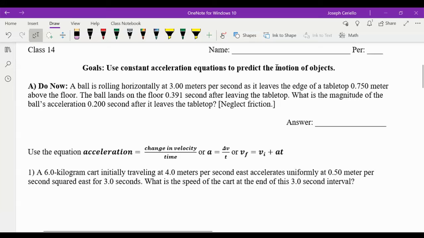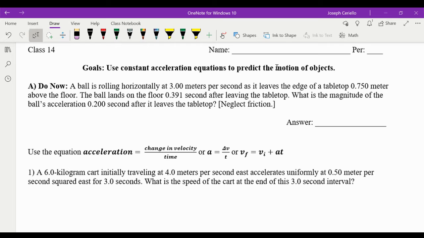Everyone, we're looking at class number 14, and our goal is to use constant acceleration equations to predict the motion of objects. So the do now here is just looking at a question. It looks really complicated. Just take a second to read it. We got a ball rolling along a table. The table has a certain height off the floor. It takes a certain amount of time for the ball to hit the floor. It's asking for the magnitude of the acceleration, 0.2 seconds after it leaves the table.